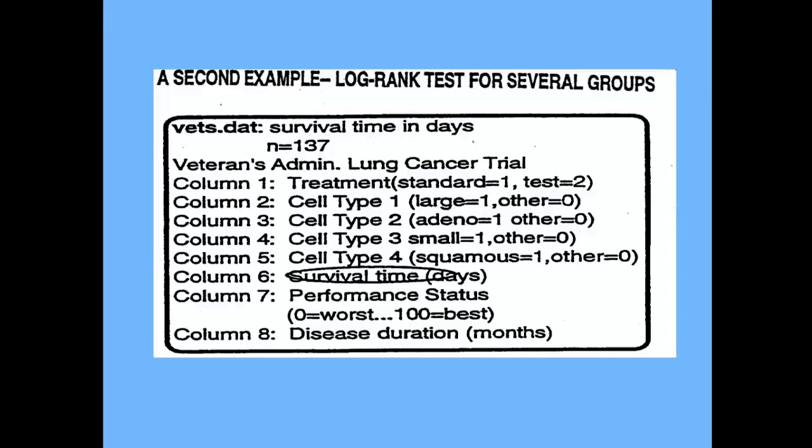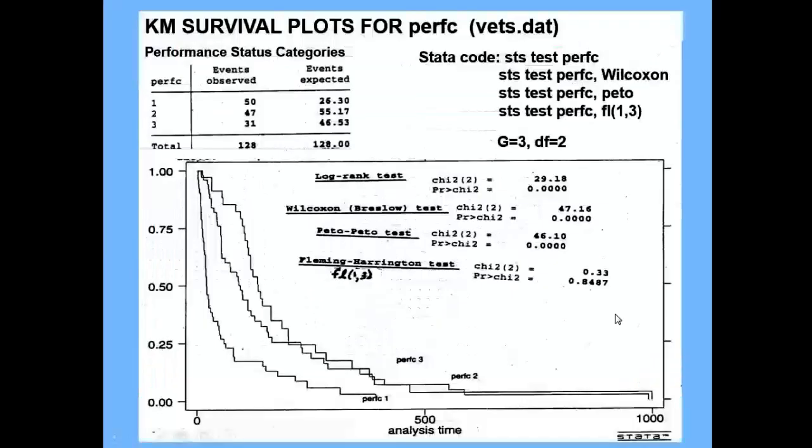But we're not really at this point doing that. What we want to do is compare treatment groups, and you want to compare the cell type. If we wanted to compare the 4 cell type groups, how many survival curves would we have? 4, right? 1 for each one, okay? And then there's some other variables, performance status, disease duration. Now, I want to show you something.